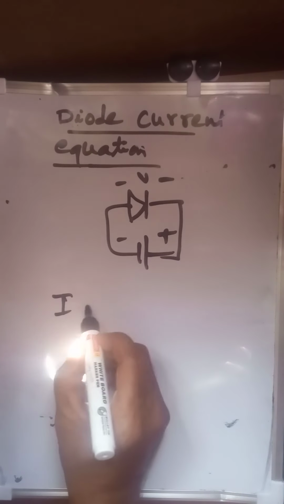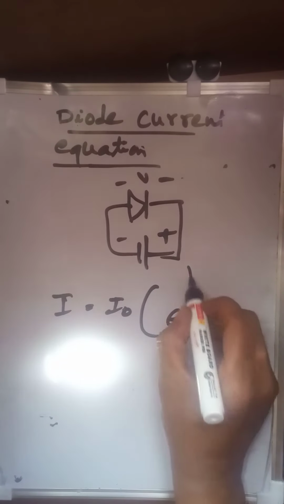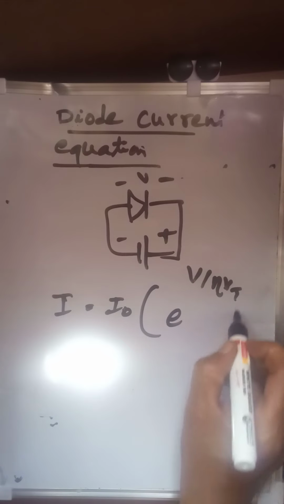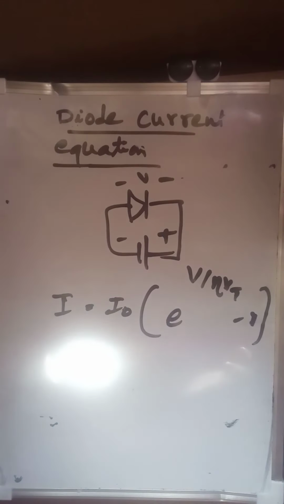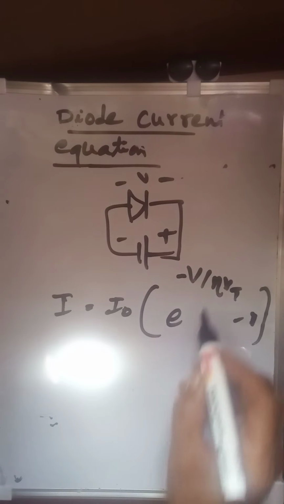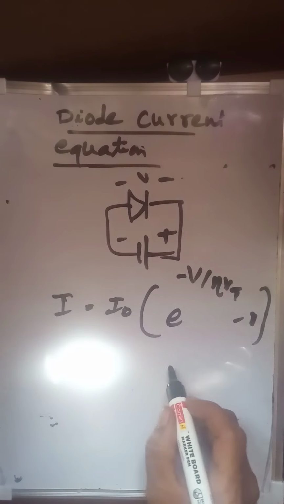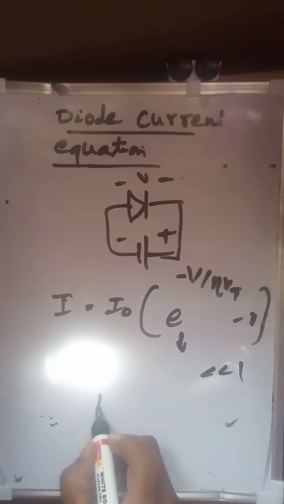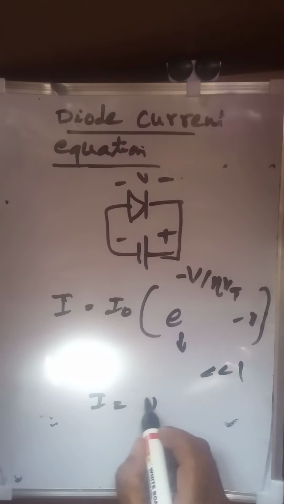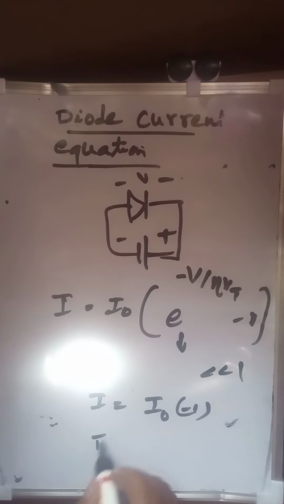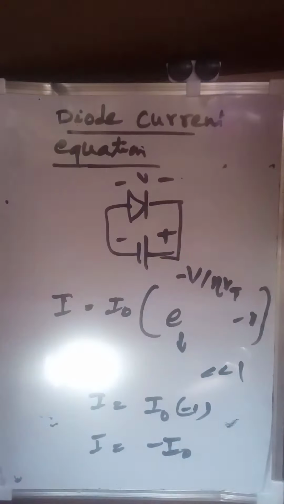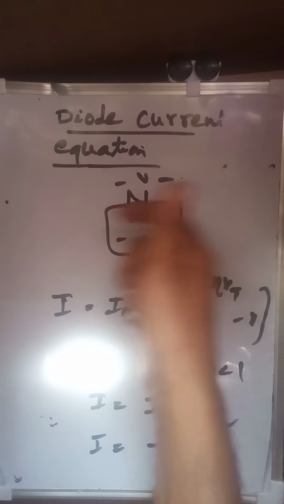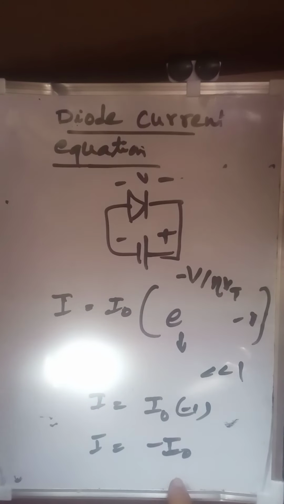If you observe the current equation, with minus 1, the voltage becomes negative V. That means e to the power minus V by eta Vt is very, very small, so this value is very small when compared with the minus 1. So I is equal to I naught into minus 1, that means I is equal to minus I naught. This is how the current is generated through the diode. It is in the reverse direction, so that's why it is minus I.